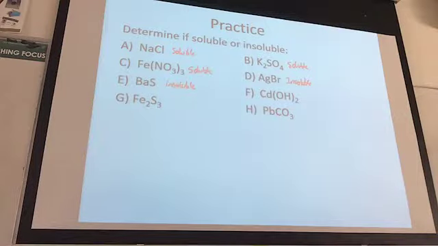Cadmium hydroxide. So most hydroxides are insoluble. Cadmium is not an exception, so it would be insoluble. Iron sulfide. Again, most sulfides are insoluble. Iron is not an exception, so it's insoluble. And lead carbonate. Most carbonates are insoluble, and lead is not an exception, so it will be insoluble.